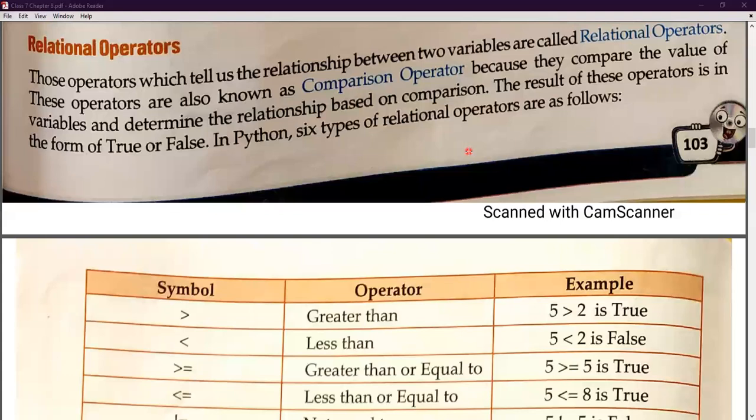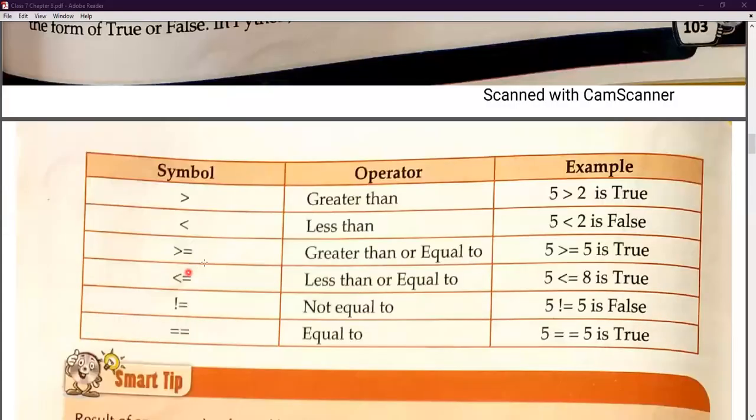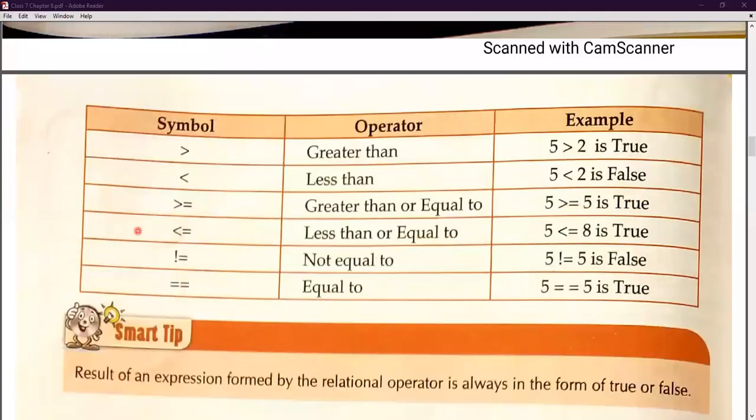Which kind of symbols does it use? It uses greater than, less than, greater than or equals to, less than or equals to, not equals to, and equal to. Now the confusion comes. Sir, why are we writing this double equals to sign, right? Let me come to the point.